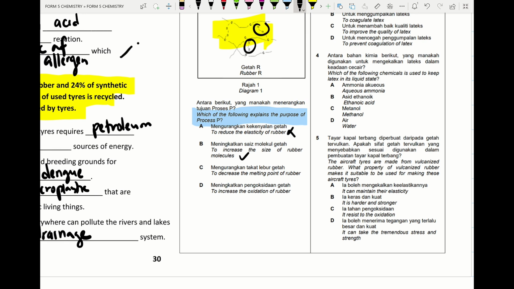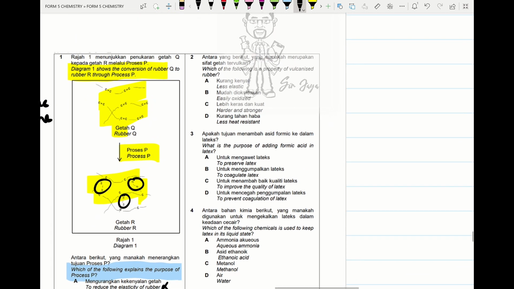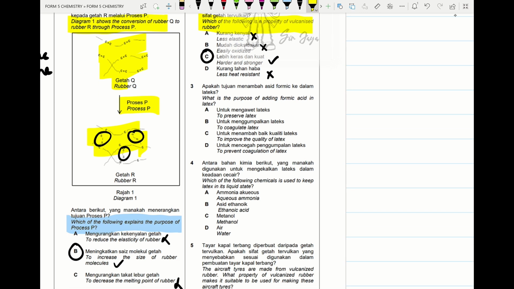So we already add sulfur atoms here. Alright, it decreases the melting point of the rubber. Wrong. To increase the oxidation of rubber. Wrong. Alright, so the answer will be B. Alright, so we move on to question number 2. Which of the following is a property of vulcanized rubber? Vulcanized rubber is less elastic. Wrong. Easily oxidized. Wrong. Is hard and strong. Correct. Less heat resistant is wrong. So the answer is B.